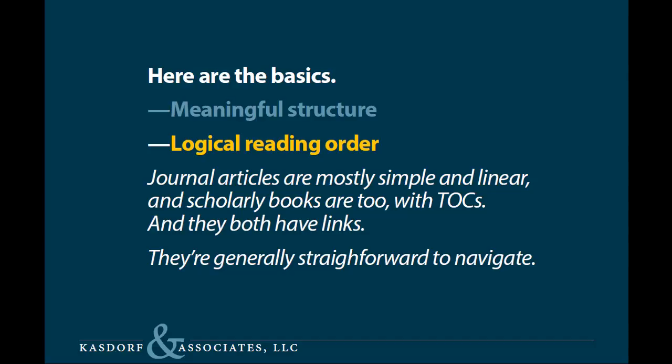Same thing with logical reading order. In some sectors of publishing, this is a big issue. A complex four-color textbook, for example, has all kinds of things going on visually in the layout of those books, and putting that into an accessible form so that the non-sighted user can navigate properly through it is a challenge. But a journal article is very simple to navigate. It's not a problem. And most scholarly monographs are also very simply structured, and they've got a TOC, which is also an important accessibility feature. So you're pretty much where you need to be already on the logical reading order issue.